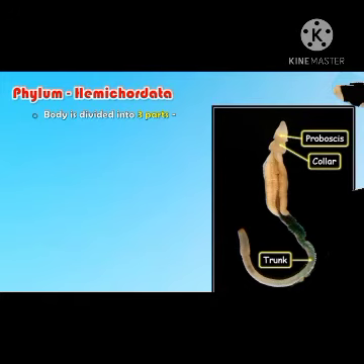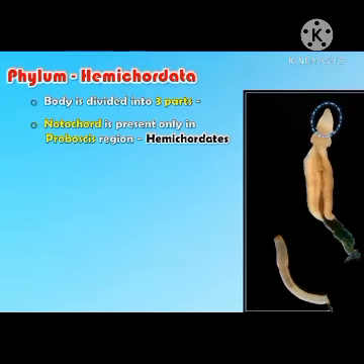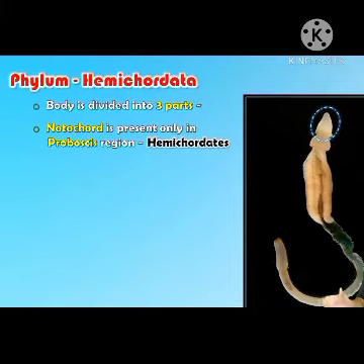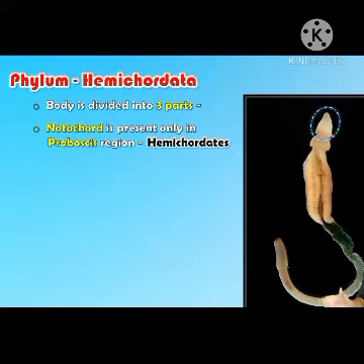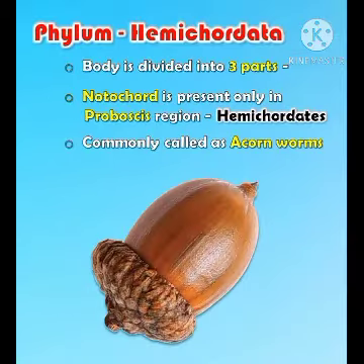Notochord is present only in the proboscis region. Notochord means supporting rod-like structure. It is present only in the proboscis region, therefore they are called hemichordates. They are also commonly called acorn worms. The proboscis and the collar of these worms look like acorn nuts, so they are called acorn worms.